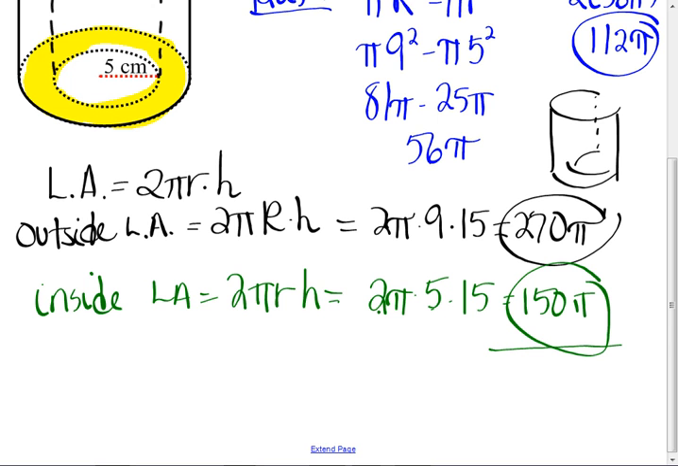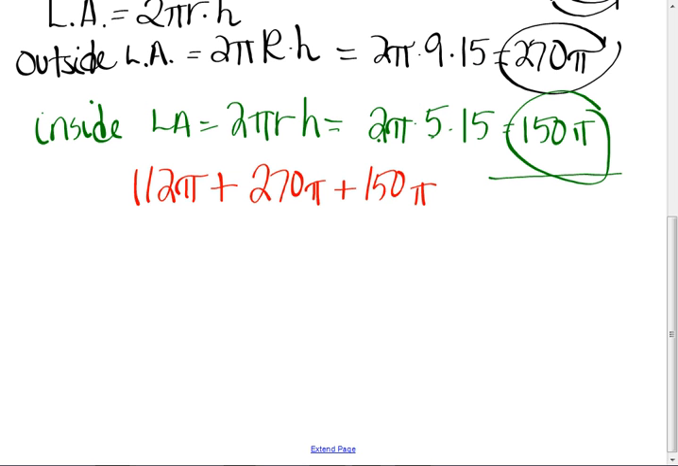So I got 112 pi plus 270 pi plus 150 pi. Somebody's going to add it for me. 532. You see, right? And that's how we leave our answer in exact form. What did you say it was? 532. Yeah, that's right. And that's what engineers do.